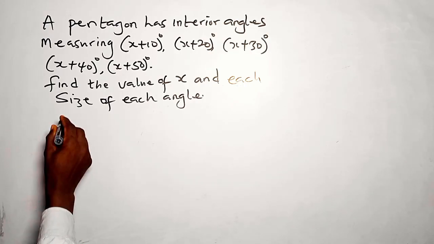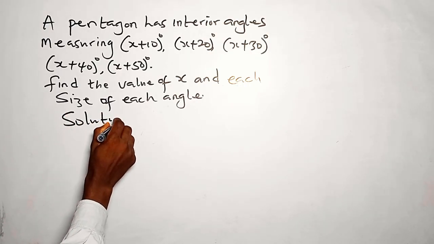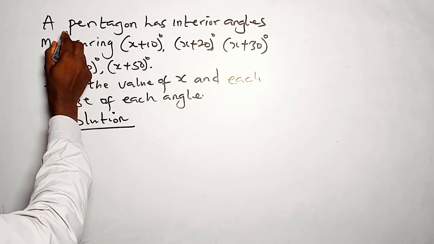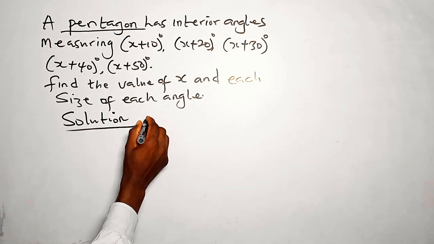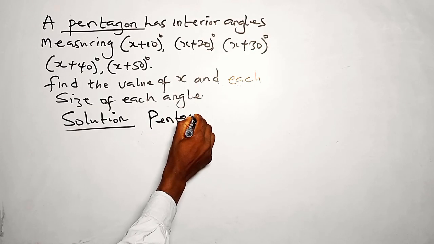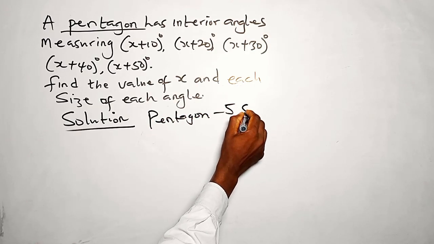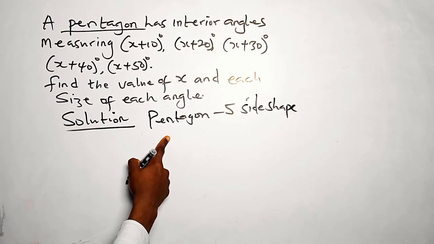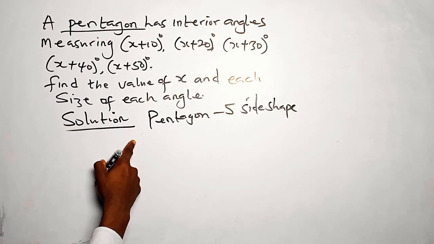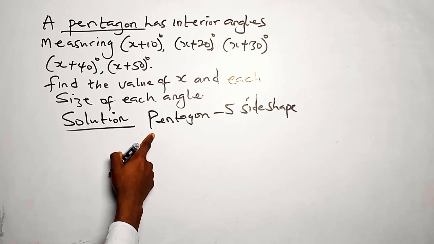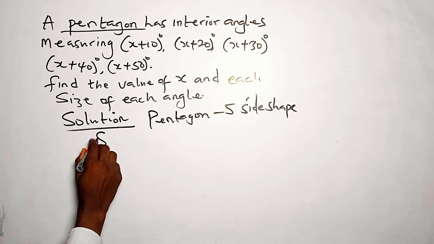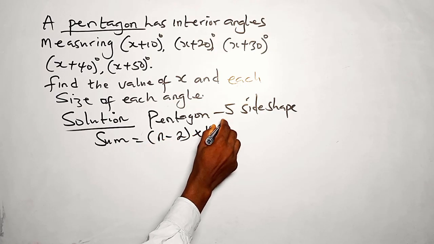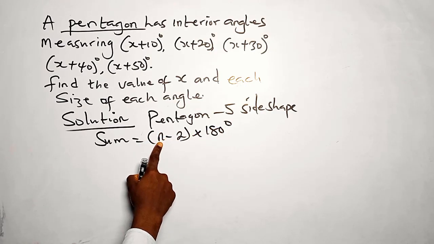So, solution. When we look at this question, the type of polygon involved is a pentagon, a five-sided shape, a polygon that has five sides. To determine the sum of the interior angles in this pentagon, we have to use this formula: n minus 2 times 180 degrees, where n is the number of sides.